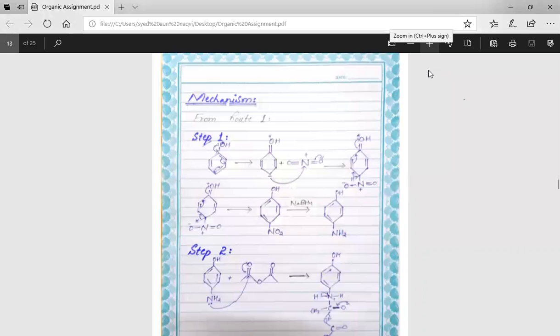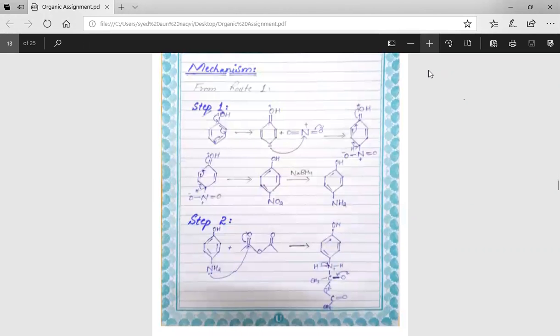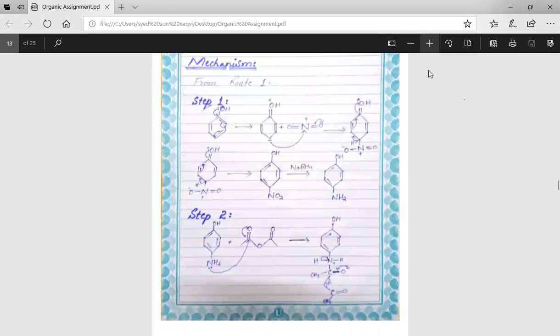So the mechanism for the synthesis of paracetamol using the first route: in the first step, the oxygen donates its lone pair to this carbon, and here a double bond is formed and oxygen carries a positive charge. And as a result of this, the double bond between these two carbons is shifted toward this, and as a result we have two electron densities at the ortho position and para position. So these are the two electron-rich sites.